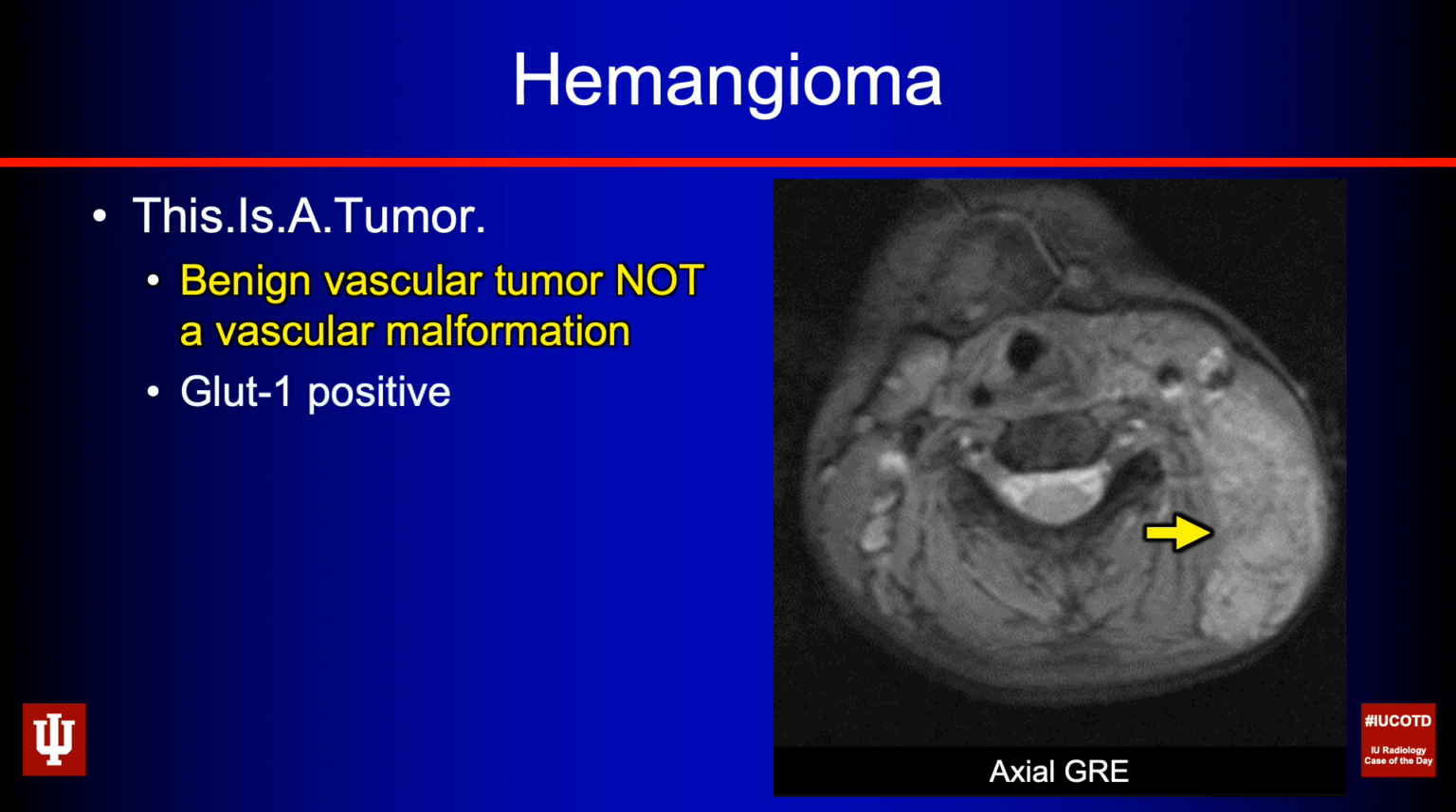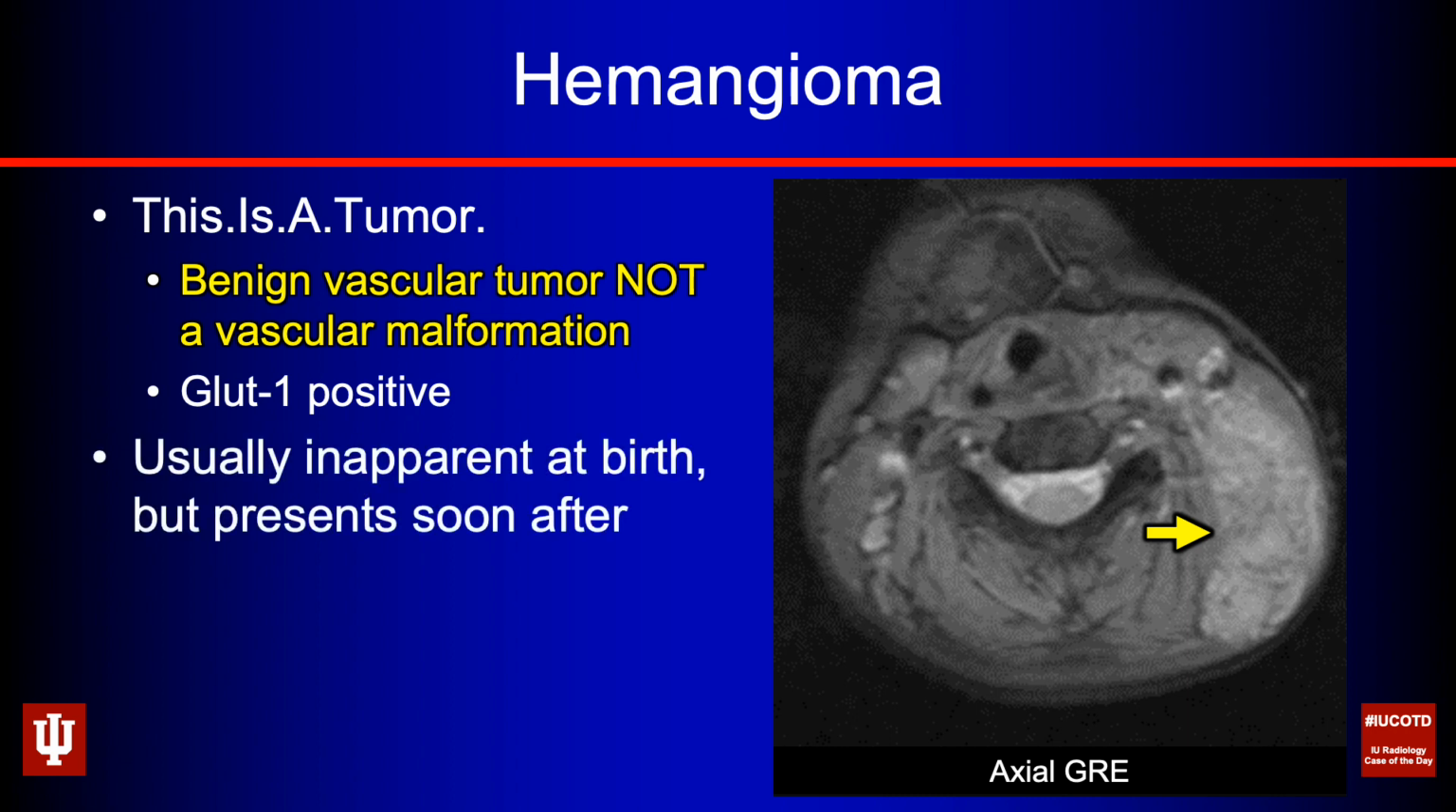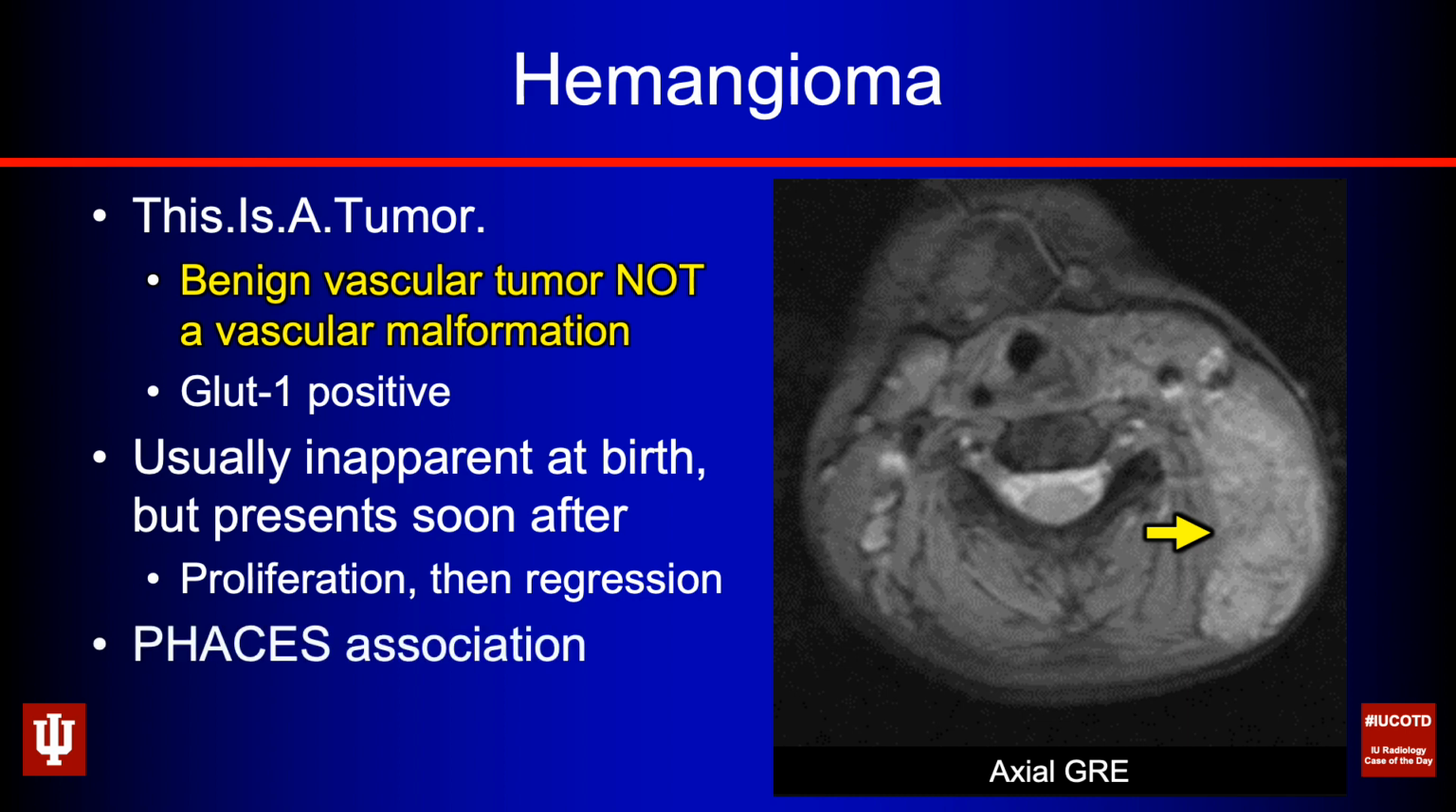These are typically GLUT1 positive. So on histopathological assessment, they look for that. These are usually inapparent at birth, but present soon after, and they go through a proliferative phase and then usually a regression phase. There is an association with facies as well to be thinking about in newborns.